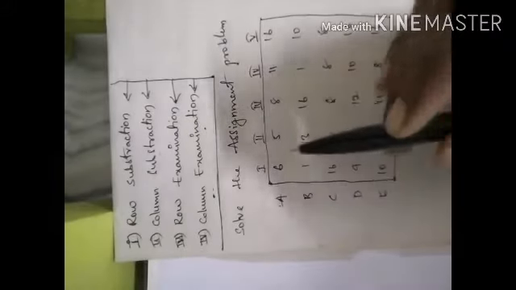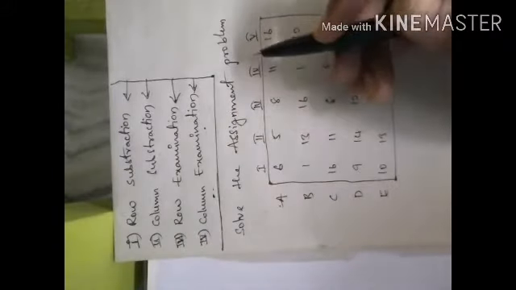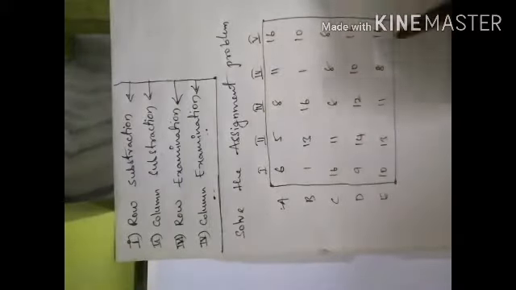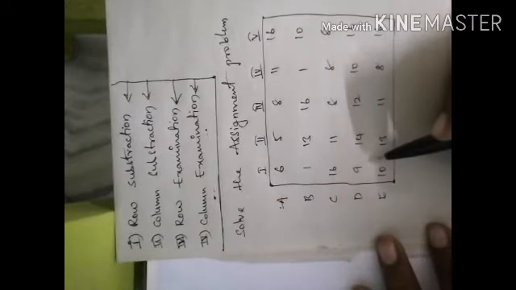This is another example problem of the assignment problem. Here five jobs and five machines are given. First of all, in every assignment problem we need to check whether the given problem is balanced or unbalanced. How do we check it? See whether the number of rows equals the number of columns. If so, it is a balanced assignment problem; otherwise it is an unbalanced assignment problem.